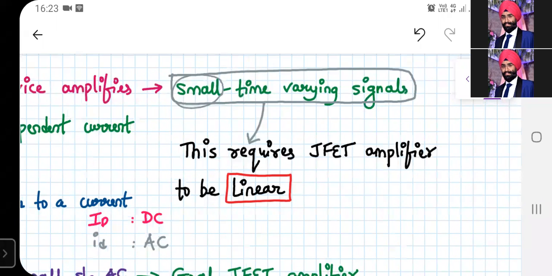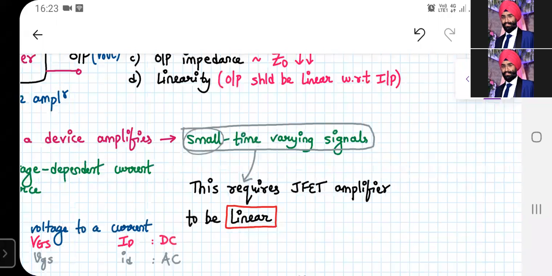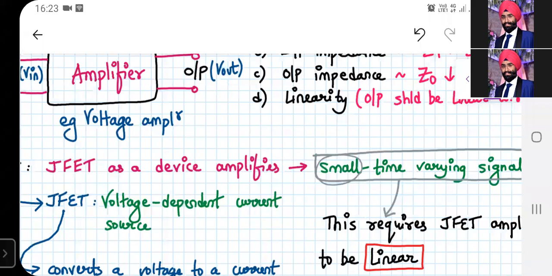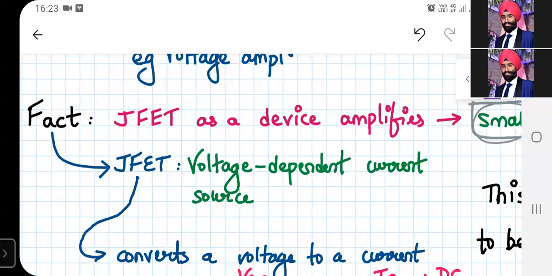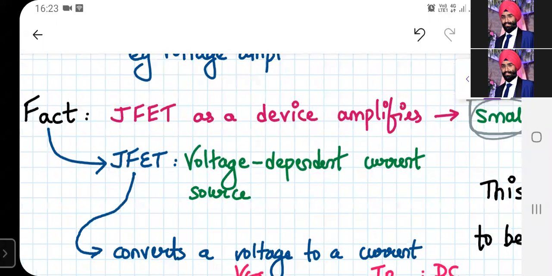You know what the four properties are, and linearity is very, very important. Now, there is one more fact coming up. Fact means it's been proven. JFET is a voltage dependent current source. So that means it converts a voltage to a current.